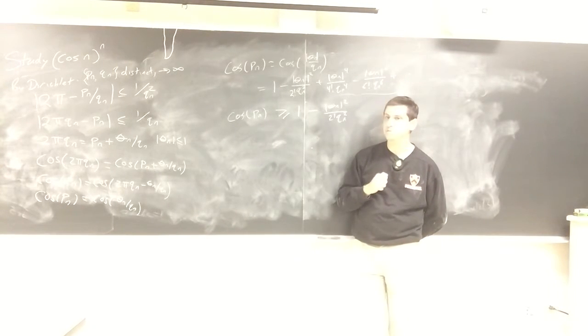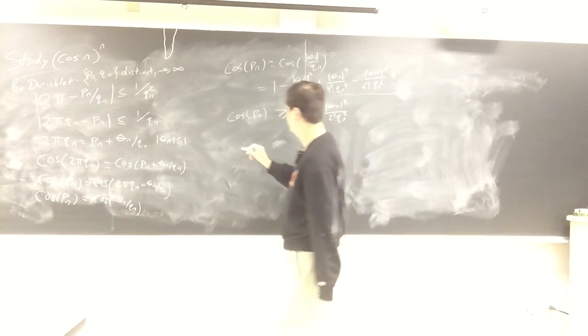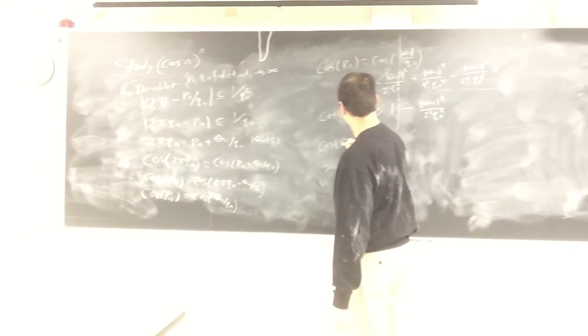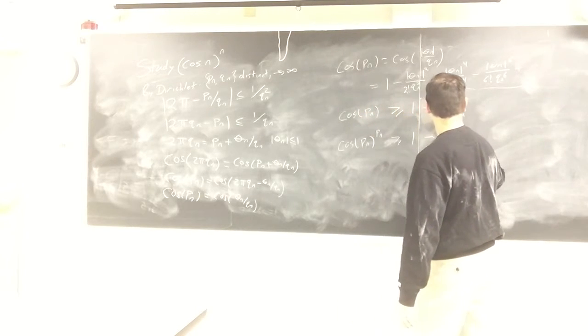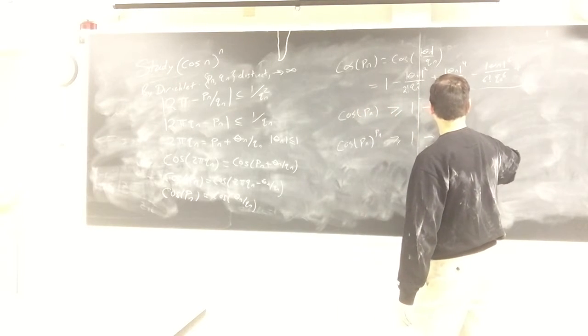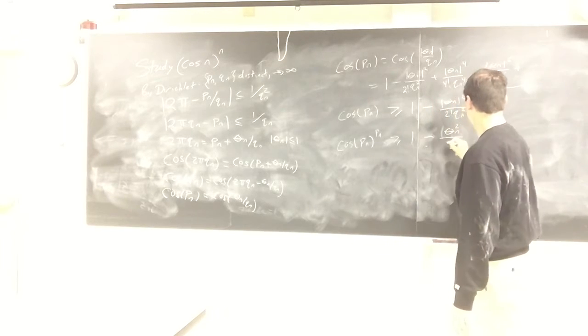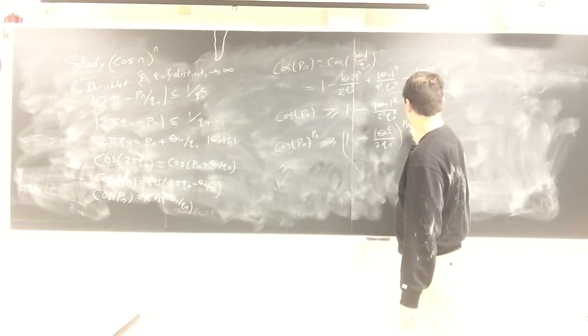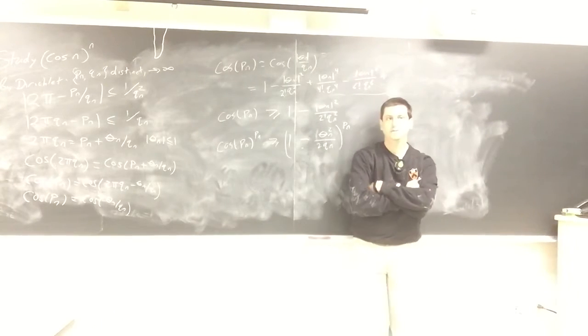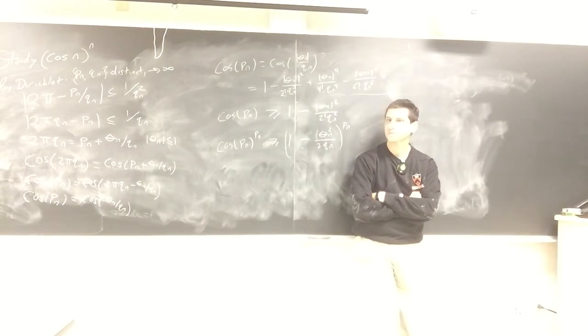Now we should raise both to the pnth power. So cosine of pn to the pn is greater than or equal to 1 minus theta n squared over 2 qn squared, all to the pn. Actually, I can drop the absolute values because I'm squaring it. So there's something here that I don't like. What's a little bit annoying?